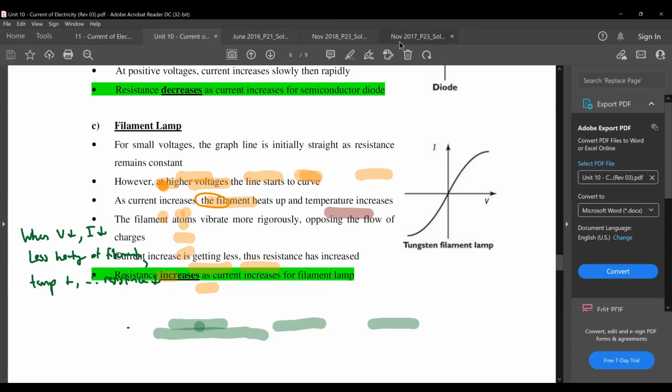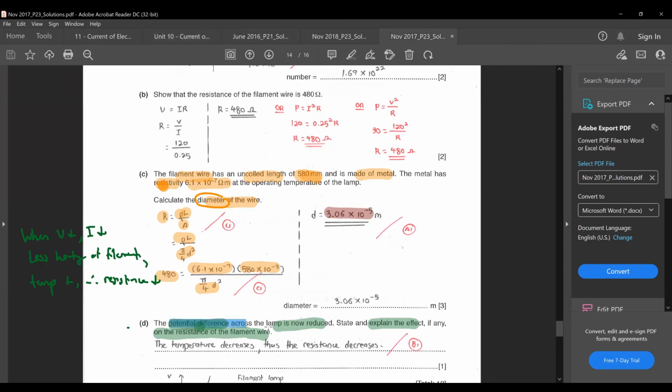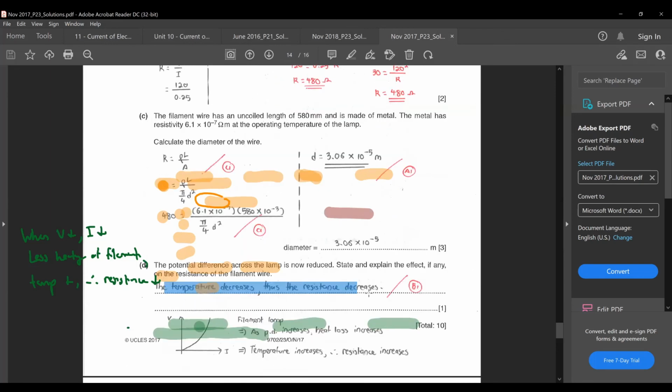Okay, so here, based on that reasoning, when we say your PD has reduced, your current actually would have reduced too. So there's less heating of your filament, your temperature will drop. It's easier for your electrons to flow through, therefore resistance drops. Okay, your atoms of your filament will vibrate less when temperature drops. So it doesn't give you as much resistance. Okay, so the thing you can just probably say is just this: temperature decrease, thus resistance decreases.